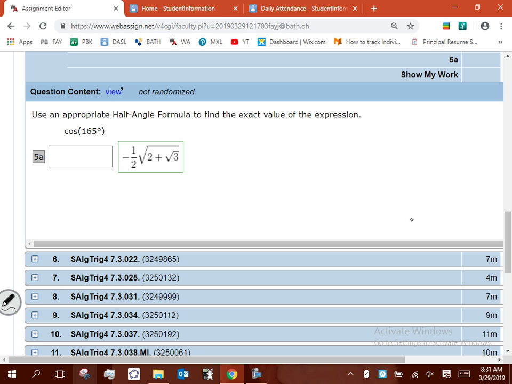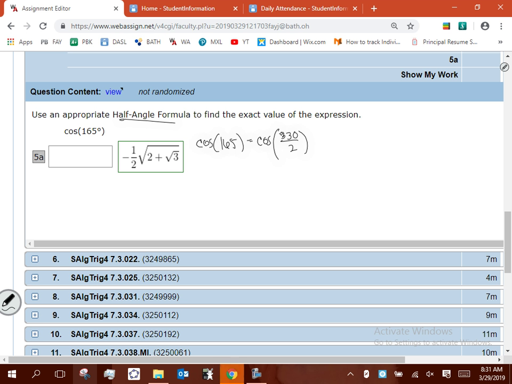All right, so we're looking at cosine of 165. Okay, so this is 11 pi over 12, right? That's the same number we just dealt with. So now we'd be looking at the cosine. If I'm going to use the appropriate half angle, I'd be looking at cosine of 330 over 2.